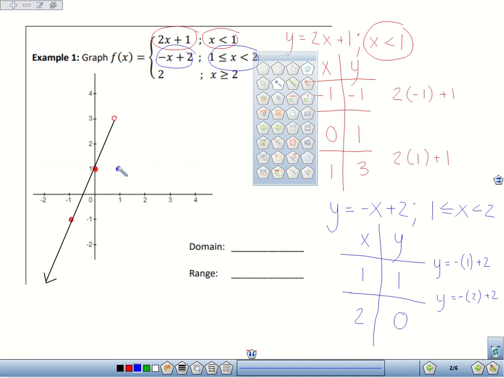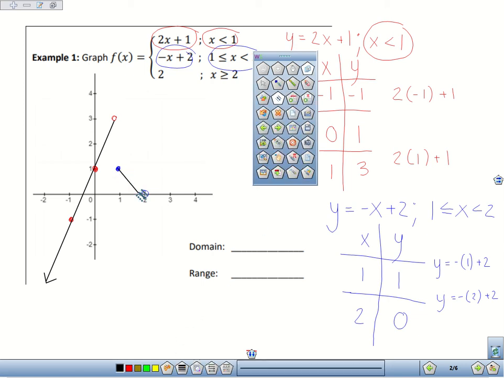Closed. Good. Now the 1 is closed because we look at the x value. That's part of the inequality. It has an equal to sign, so this is closed. The 1 is closed. Now for the 2, is the 2 open or closed? Open. Good, this is open. Now we're going to connect that.